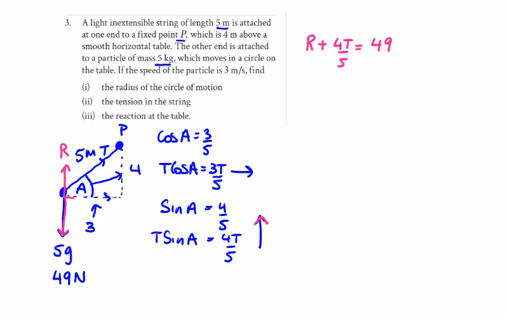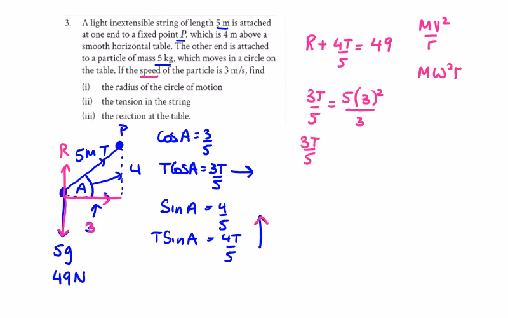So let's focus on this direction, which is my 3T over 5, has to be equal to mv squared over r. Just keep jotting them down and you'll get used to them. Or m angular speed squared r. So what have we got here? We have speed, so we're using the one with v in it. Speed is 3, so we have m, which is 5, times v squared, which is 3 squared, over the radius, which is also the radius of motion here, 3. So 3T over 5 will be equal to 5 3's, 15. So 3T will be equal to 75.